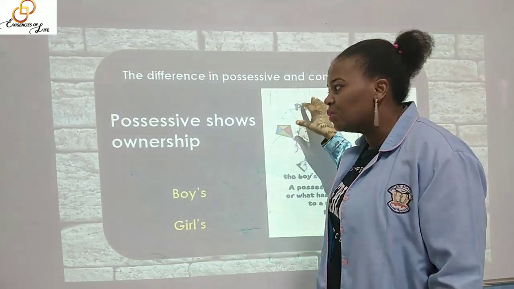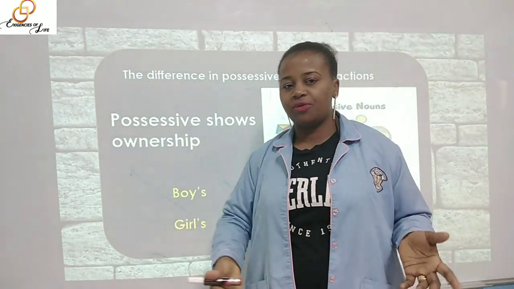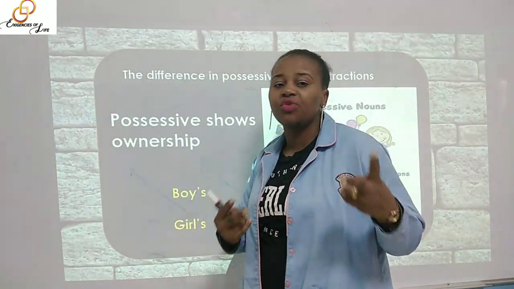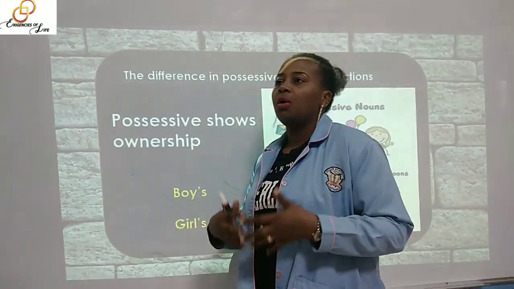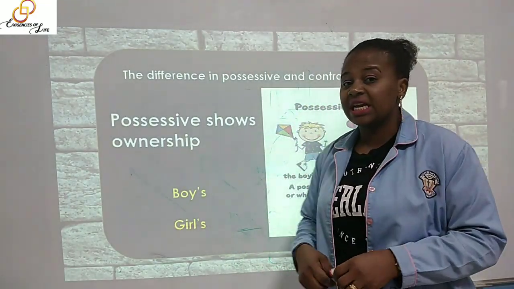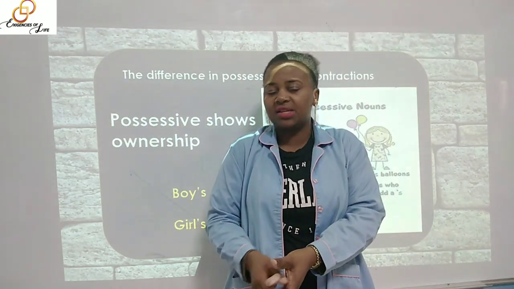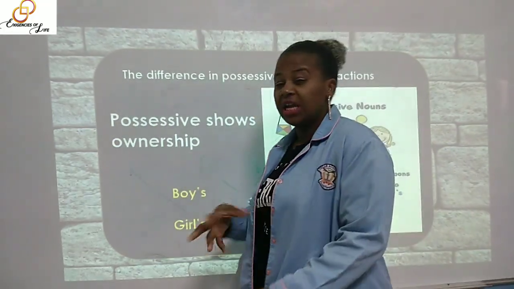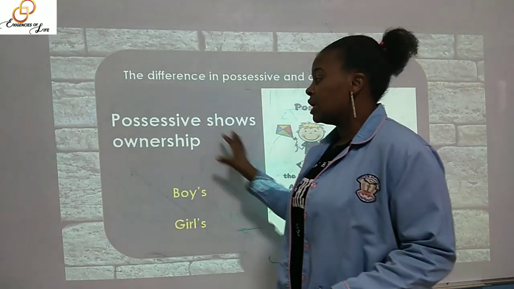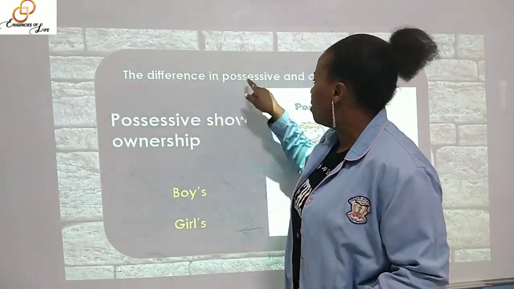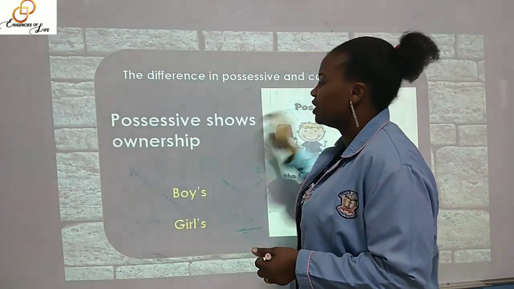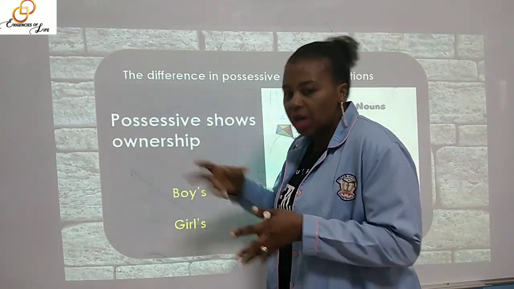We want you to know, now you know that an apostrophe has two things it does. It shows possession or ownership, and the second one is that it stands in for letters that have been taken out. Now we are going to look at it. The difference between possessive and contraction is that possessive shows ownership.